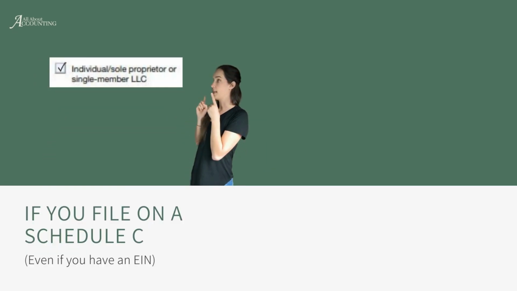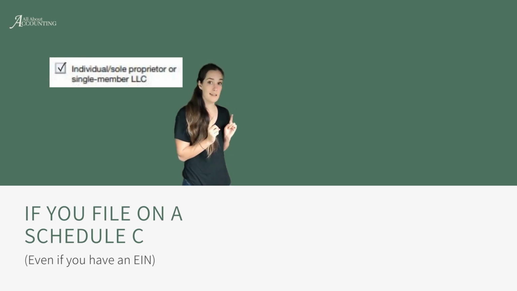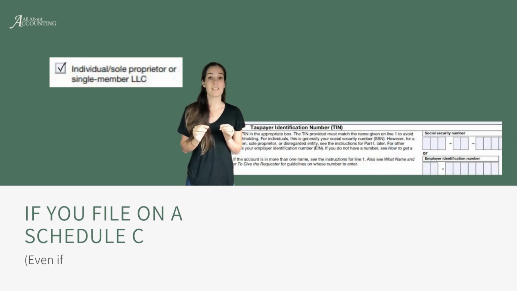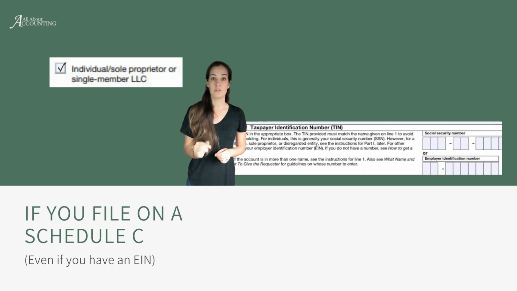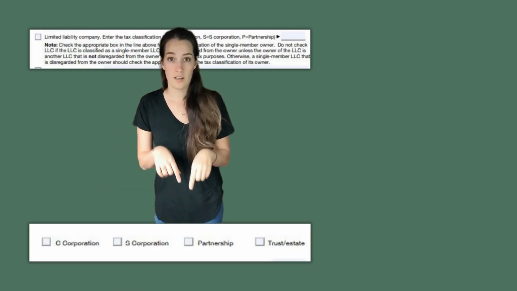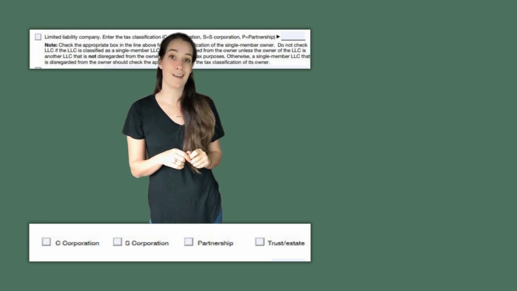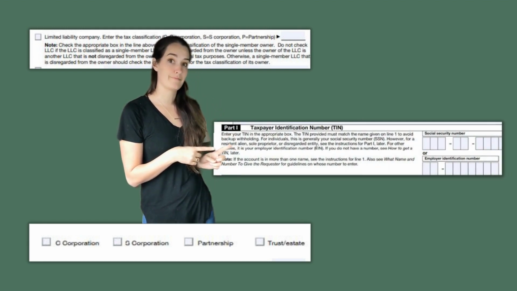If you checked this box, then you're going to put your Social Security number in this box. It does not matter if you have an EIN. You have to put your Social Security number if you file on your Schedule C. If you checked this box or any of these boxes, you're going to put your EIN in this box.